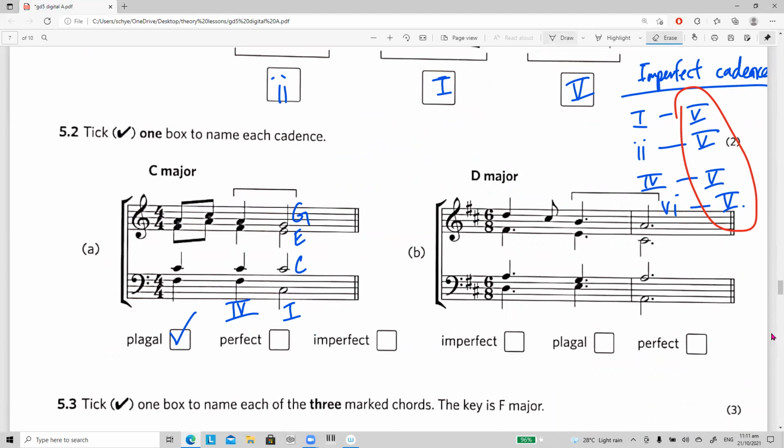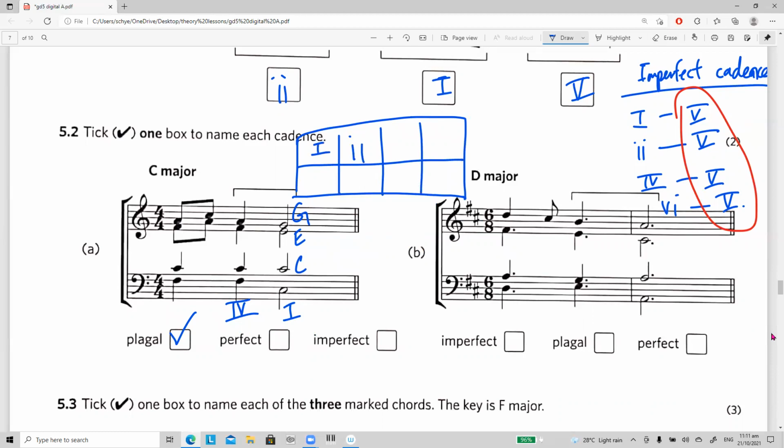Next, for D major, the same thing. Draw the boxes. So chord 1, 2, 4, and 5. First chord starts with D. Second chord starts with E. Fourth note of D major is G. Fifth note is A. So chord 1 is D, F, A. Chord 2 is E, G, B. Chord 4 is G, B, D. And then chord 5 is A, C, E.